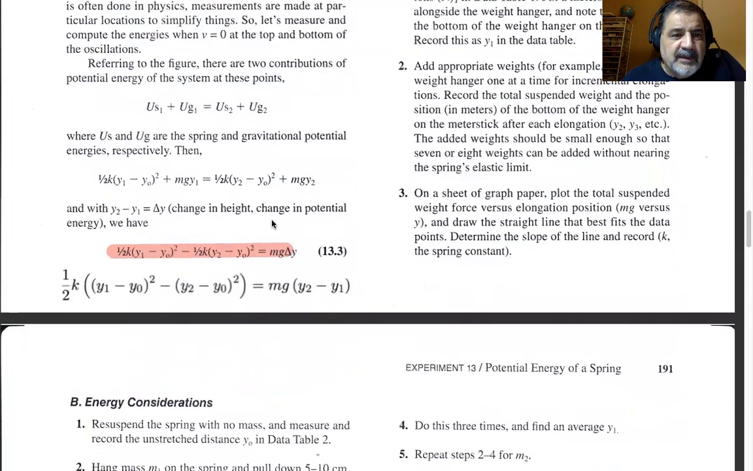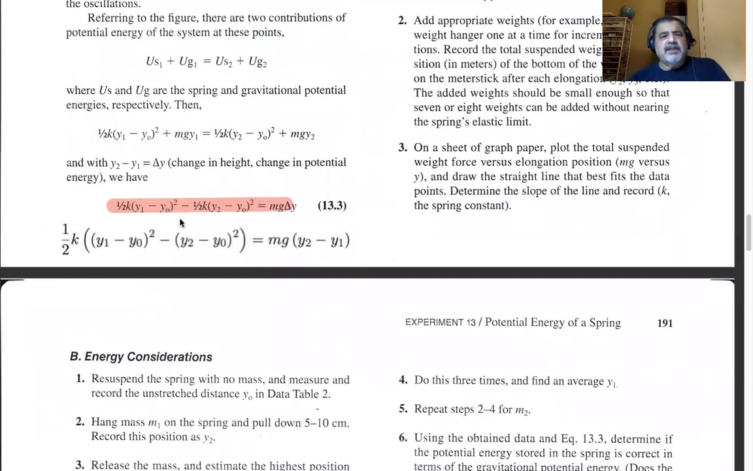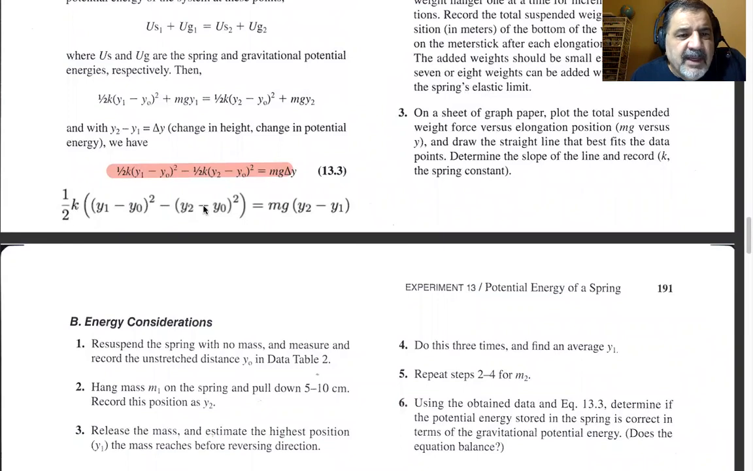And using those concepts, we'll see that this 1/2 K delta Y squared minus 1/2 K, another delta Y squared is equal to mg delta Y, which is the potential energy. We're going to measure that. And here's an alternate form that I give. You may want to use this. I'll have this in the Canvas notes. I just took the 1/2 K and took it out using the distributive property. So you have Y1 minus Y0 quantity squared minus Y2 minus Y0 quantity squared. And that's equal to mg times Y2 minus Y1.